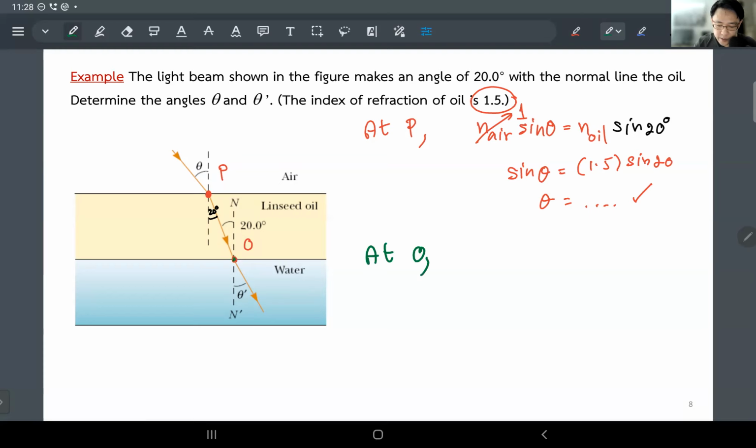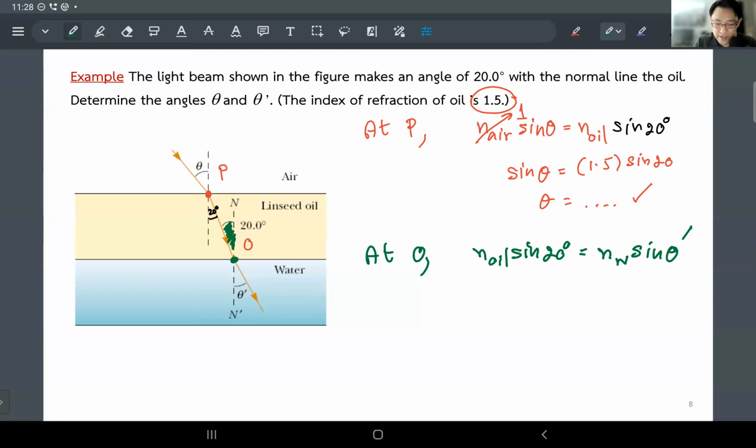All right. So let me put a green dot right there. You do exactly the same thing, starting from the top portion. In oil, sine 20, right here. That's the angle of incidence there. Must be equal to, on the way down, now it's water. That is okay, it doesn't matter. Let me put W there. And then you put the sine theta prime in it. And that's it. You're done.